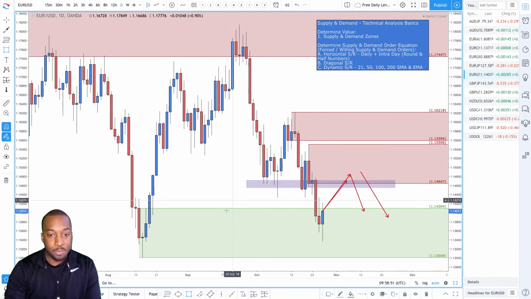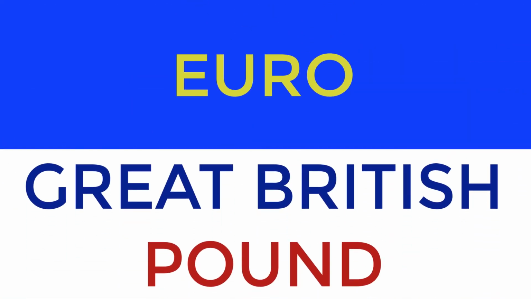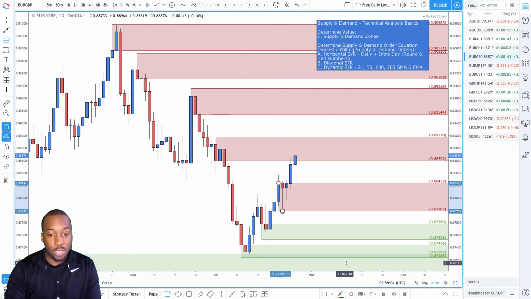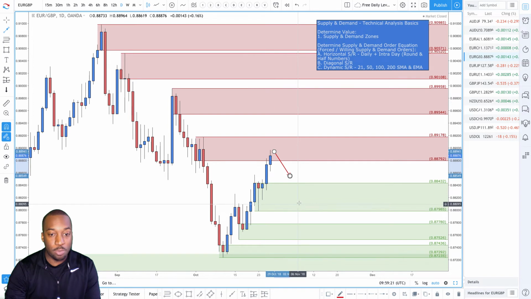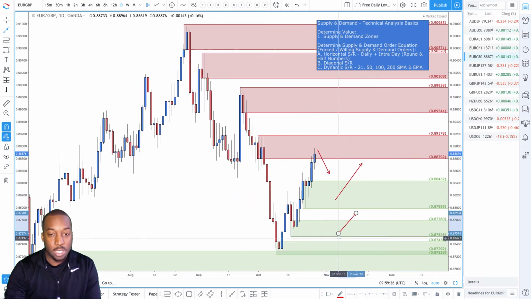Euro dollar. Oh, gone backwards. Euro pound. Right, we've got another demand zone here. So it continues to make higher highs, higher lows. Right now, if you want to be short on the euro, now's the time. You're looking to buy the pound, you're looking to buy the euro versus the pound. This is going to be the first area to look to potentially get long.